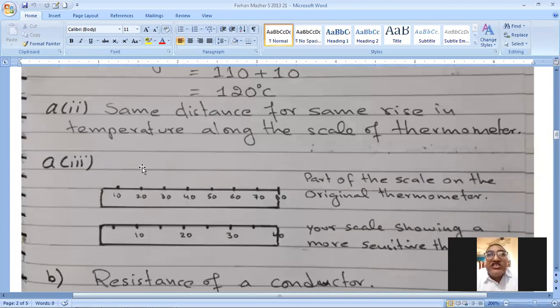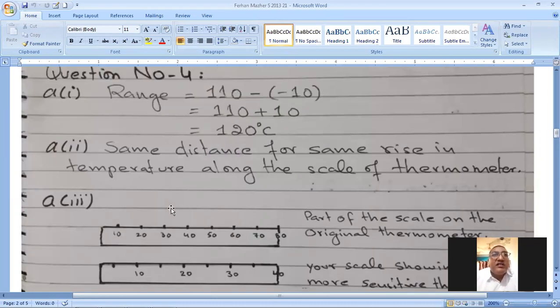Same distance for same rise in temperature along the scale of thermometer. So that shows that it has a linear scale.